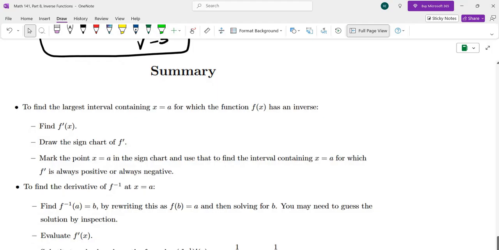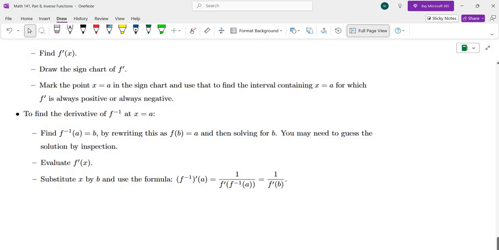To summarize, to find the largest interval containing x equals a for which the function has an inverse, find f prime, draw the sign chart, and make sure that the point x equals a is in the appropriate interval. To find the derivative of f inverse, first find f inverse of a by solving f of b equals a, then find the derivative of f at x, and then plug in b, that is, f inverse of a, and then take the reciprocal of that. So the answer to the derivative of f inverse at a is 1 over f prime of f inverse of a.